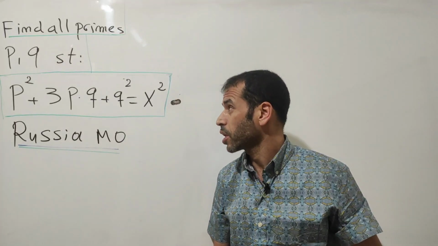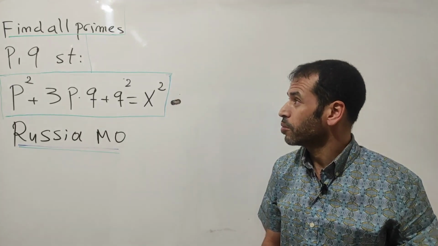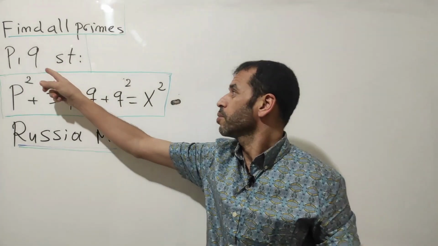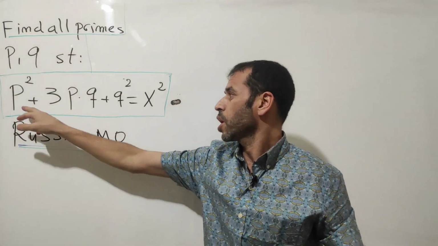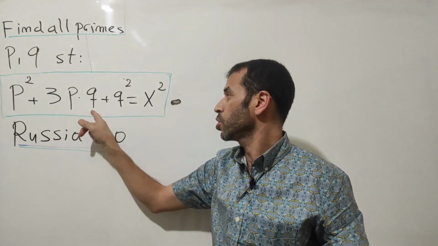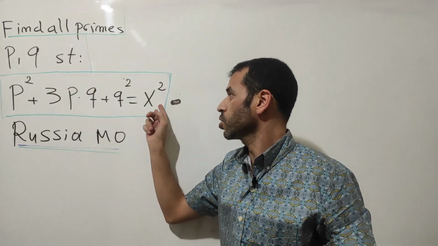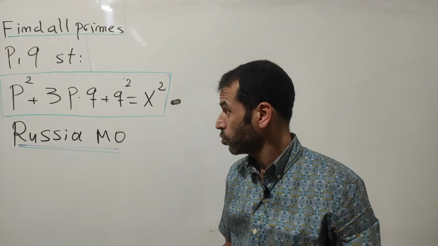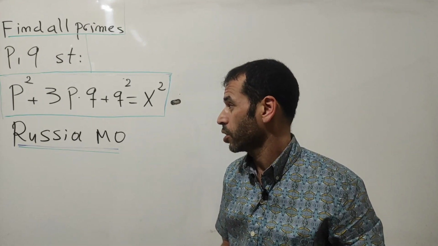In today's video, here is a nice problem regarding arithmetic and number theory. It's coming from the Russian Mathematical Olympiad. So here is the following setup. Find all primes p, q such that p squared plus 3pq plus q squared equals a perfect square, which is x squared. Okay, here is a nice and high trick. If you don't extract that trick, it will be harder to solve this equation.